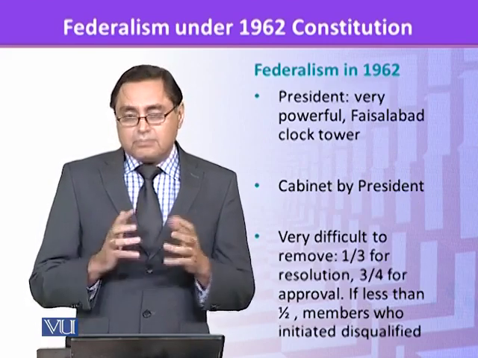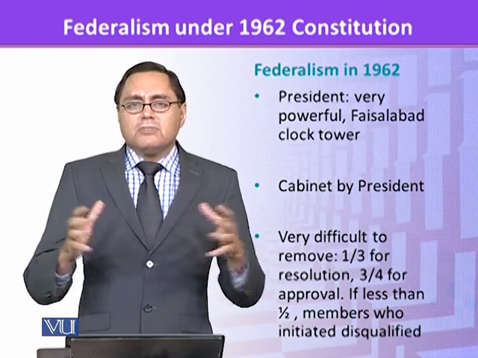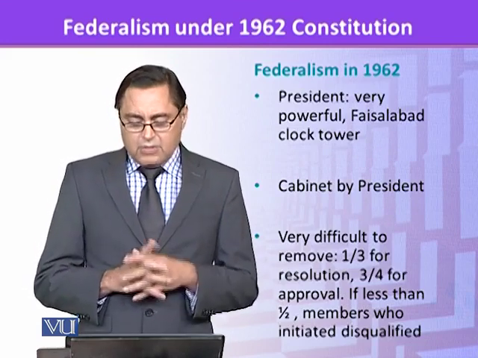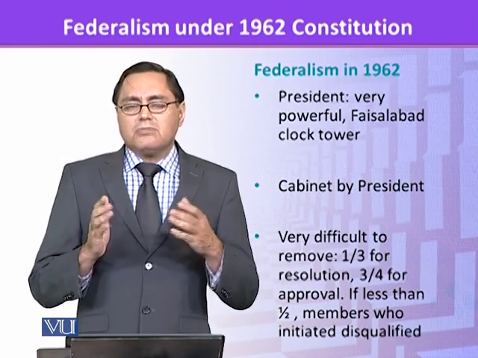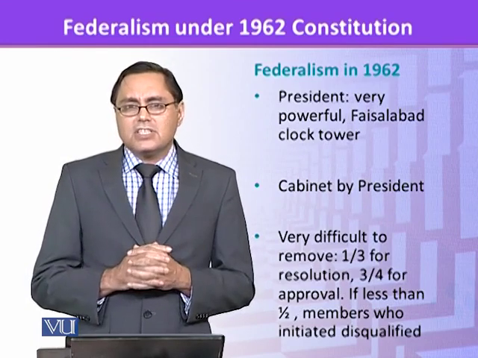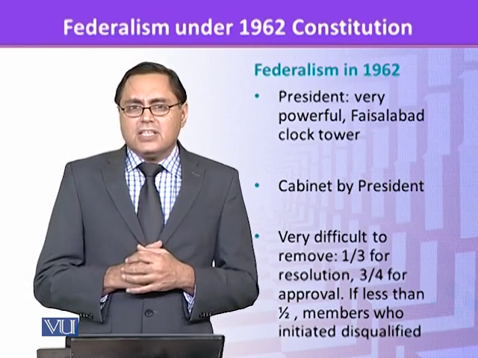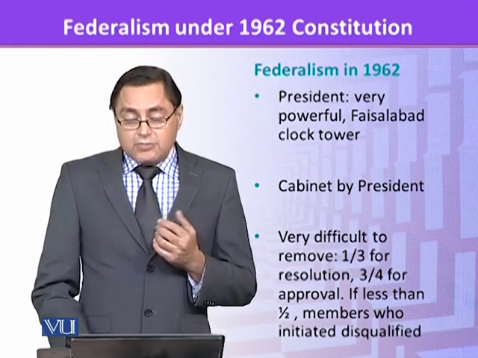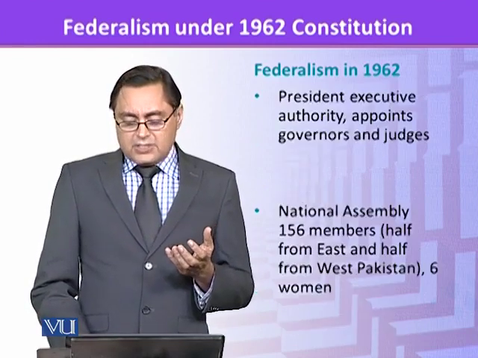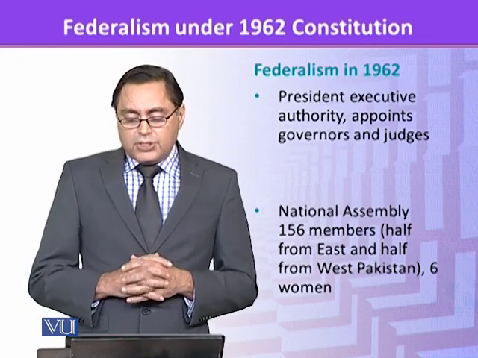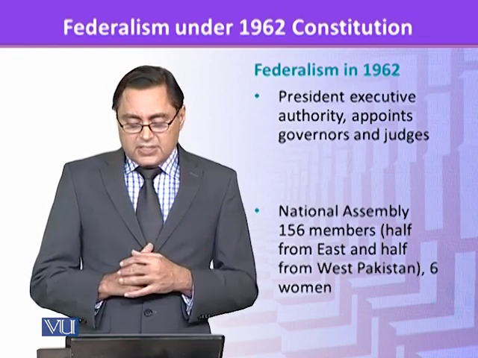So this was a constitution which was made for Ayub Khan. The cabinet was decided by the president in the federation and by the governors in the provinces. It was very difficult to remove the president. The president appointed the governors and judges.